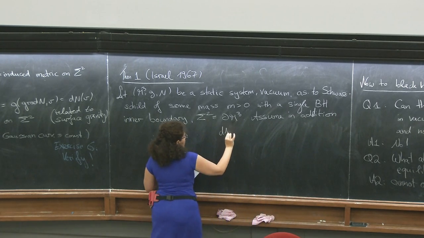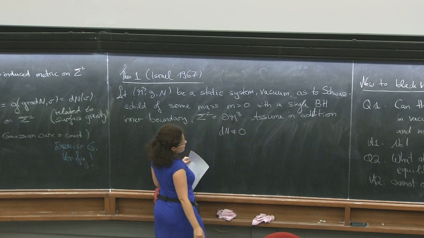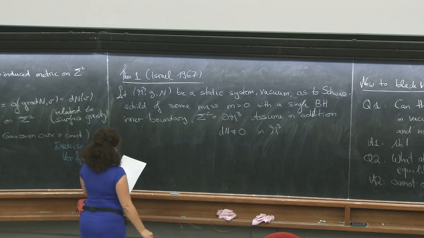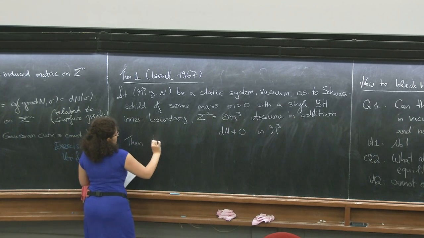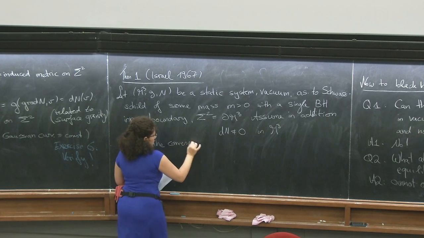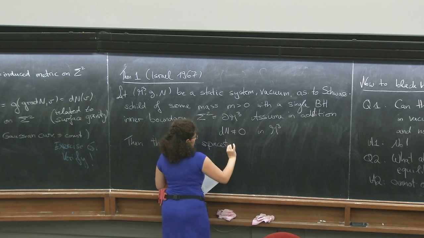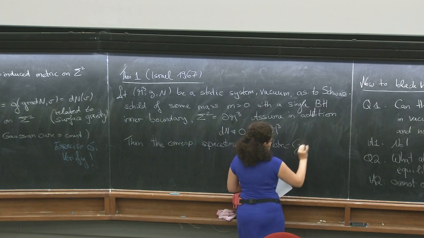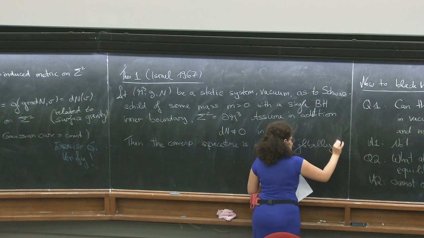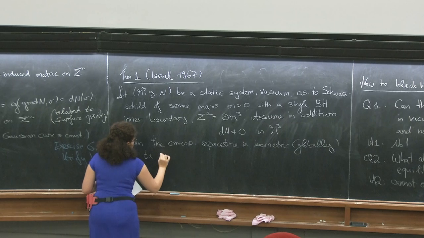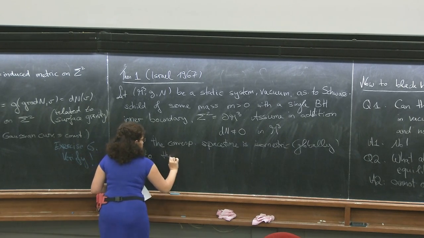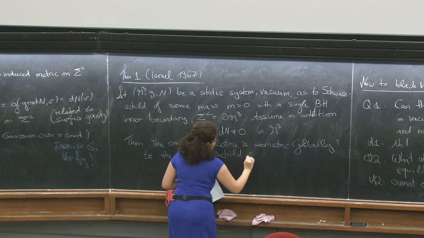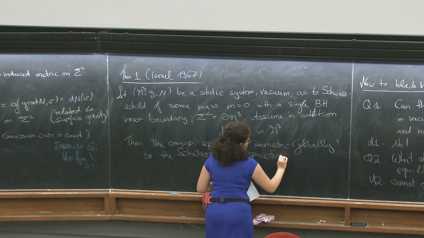This is a new condition that we haven't seen yet: that the differential of N doesn't vanish anywhere in M³. Then the corresponding spacetime is isometric globally to the Schwarzschild spacetime of mass m.